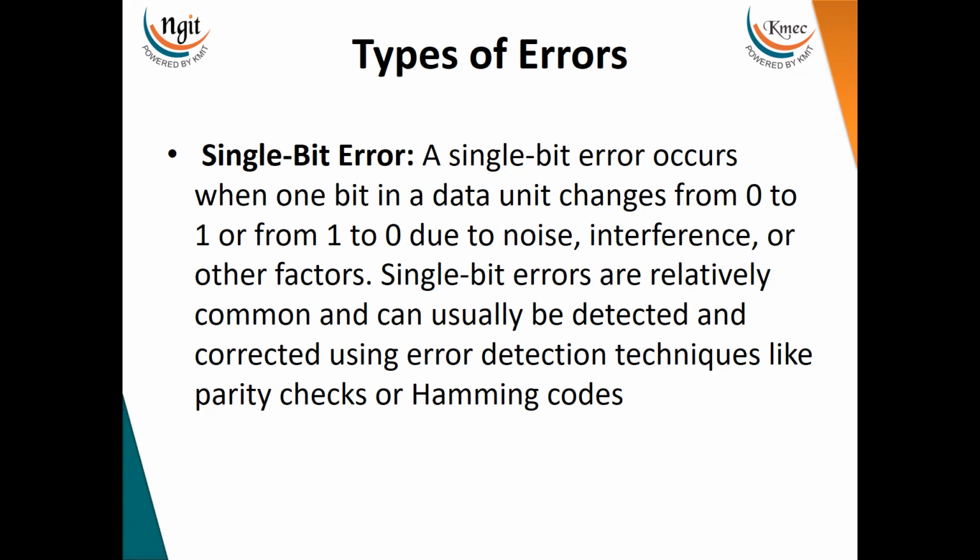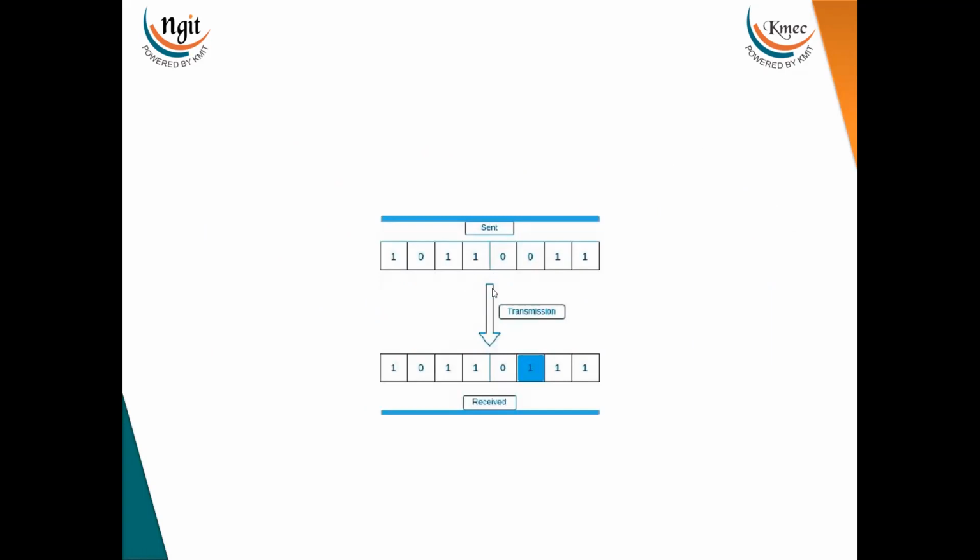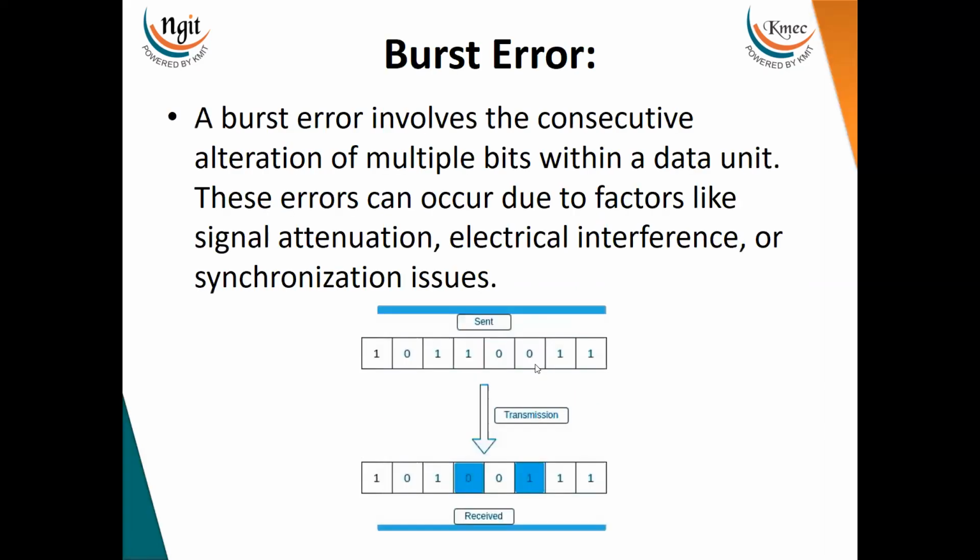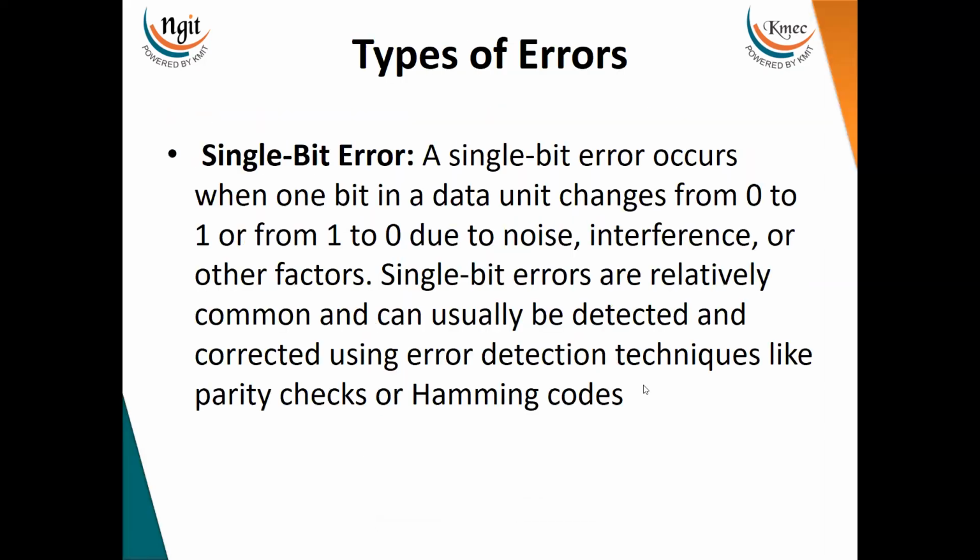For example, if the data is transmitted between the sender and the receiver, because of some noise or interference or other issues, the data is changed from 0 to 1 or 1 to 0. This is a common error, but it can be detected and corrected using error detection techniques like Hamming codes or parity checks. If sent and received, but 0 is changed to 1, by using the parity bits or Hamming codes we are going to rectify the single bit error.